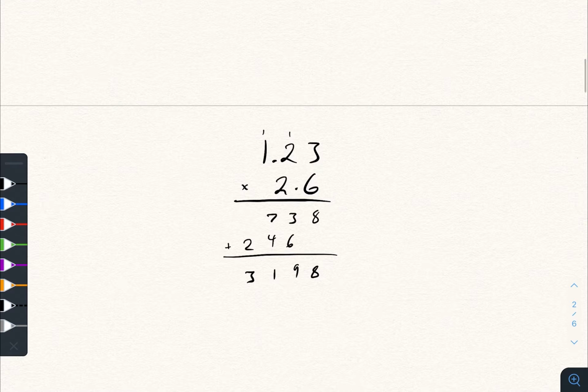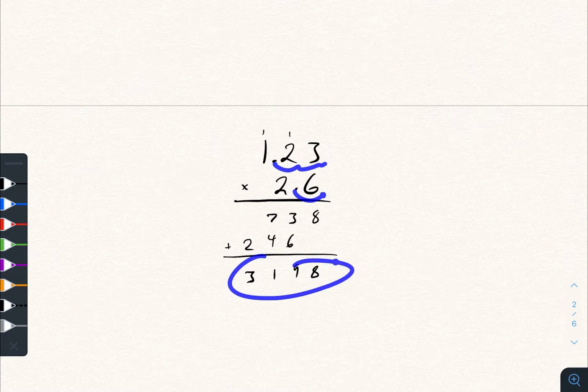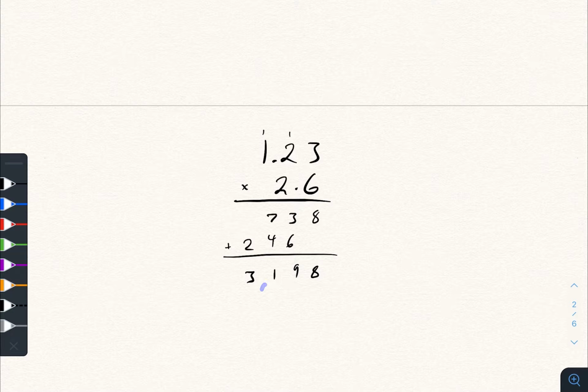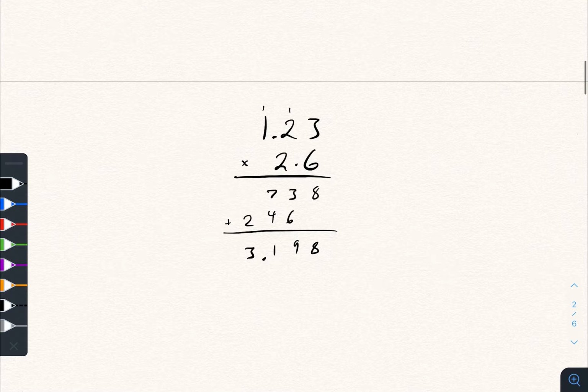So here I have this worked out. Ignore the decimal for now. 123 times 26: 123 times 6, you get 738. 123 times 2, you get 246. Add that up, you get 3,198. If we are just doing this with whole numbers, this would really be 3,198, but we have 3 extra factors of 10 that we multiplied by here, so we have to move the decimal back 3 places by dividing by 10 cubed at the end. So we get 3 and 198 thousandths, or 3.198.